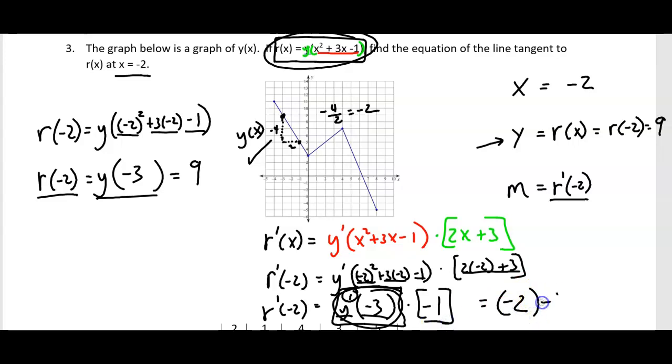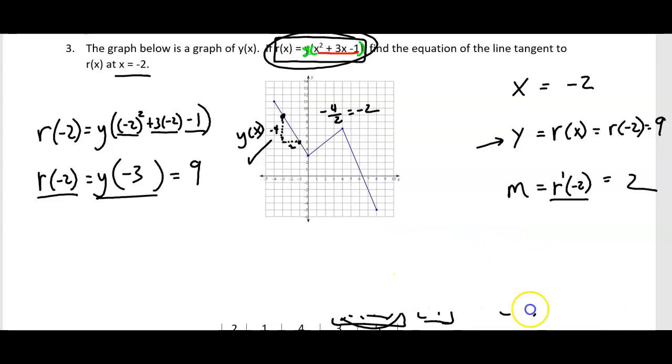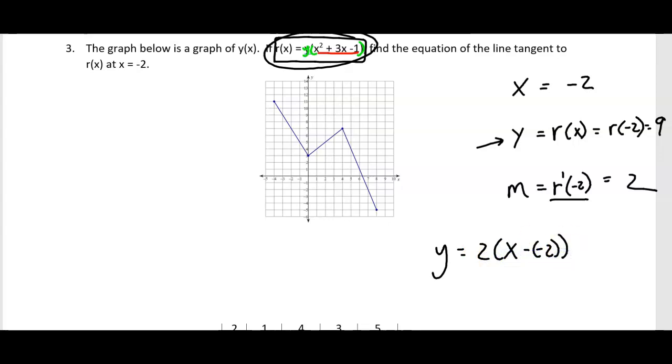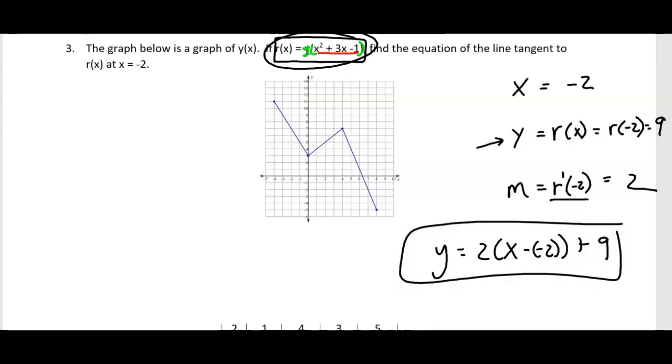And then we have this negative 1. And the final answer will be 2. So now that we've got all that stuff, we're ready to write our equation out. I found the x value for the r, I found the y value for the r, and now I found the slope for the r. So here we go. The slope is 2, the x value is negative 2, and the y value is 9. And since this is an FRQ, I would just leave it like that. I wouldn't simplify it.